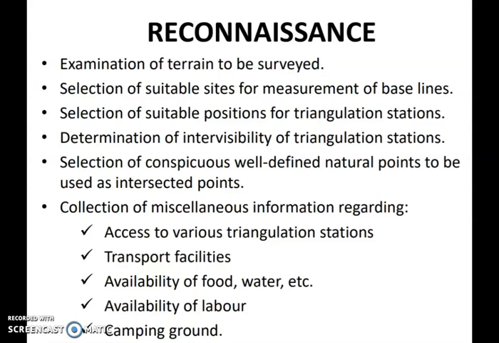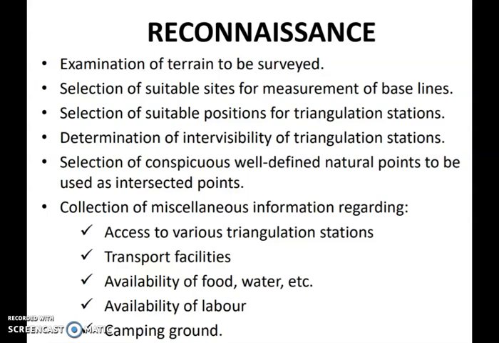Why well-defined natural points is something which is, if not permanent, it should be at least semi-permanent. It should not move and it should be as far as possible natural points. Something which will be easily seen. Okay. Then other objectives is collection of miscellaneous information regarding access to various triangulation stations, transportation facilities, availability of food, water, electricity also, availability of labor, then camping ground. All this information will be obtained in reconnaissance.